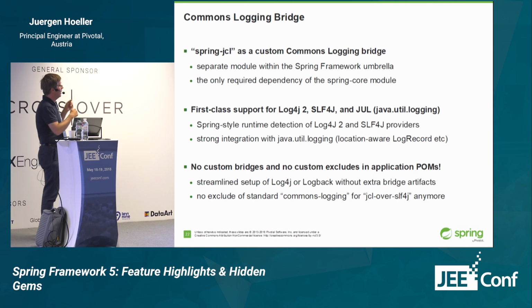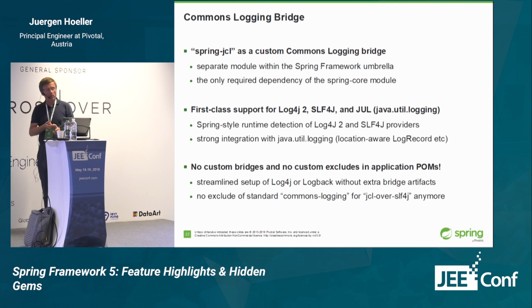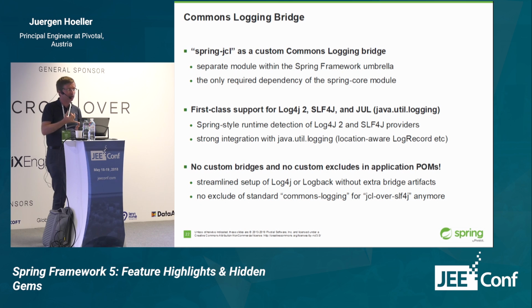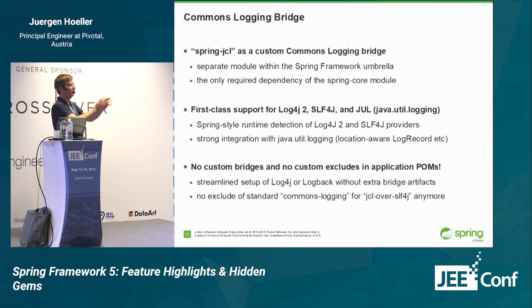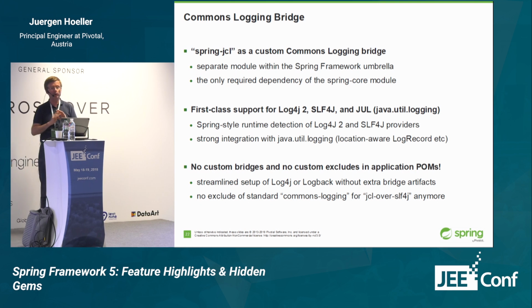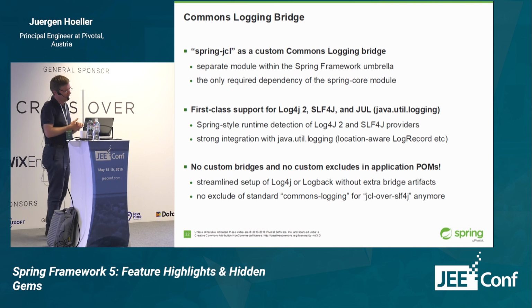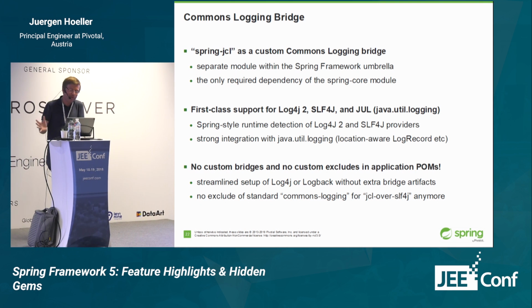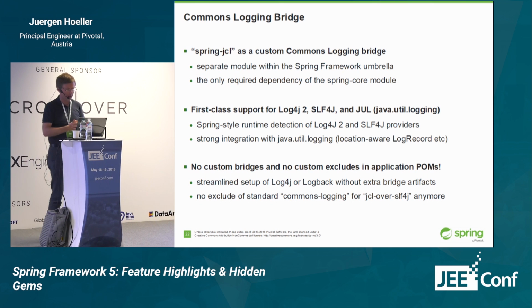Spring JCL auto-detects log4j2, SLF4J, and falls back to Java util logging. So there's no need for manual excludes in your POMs, or manual includes of the JCL over SLF4J bridge. None of this is necessary. Take the Spring jars, add log4j2 or add logback, that's all you need to do. Everything else should flow smoothly without any extra customizations in your POMs. That is our backwards compatible and at the same time hopefully convenient way of handling the mess that is logging in Java.